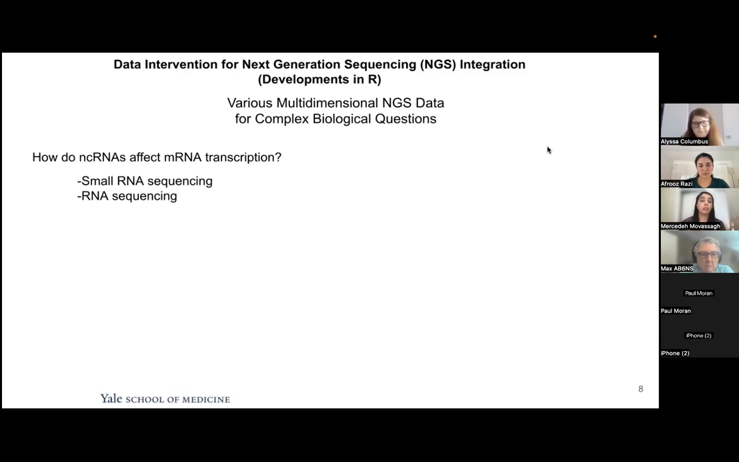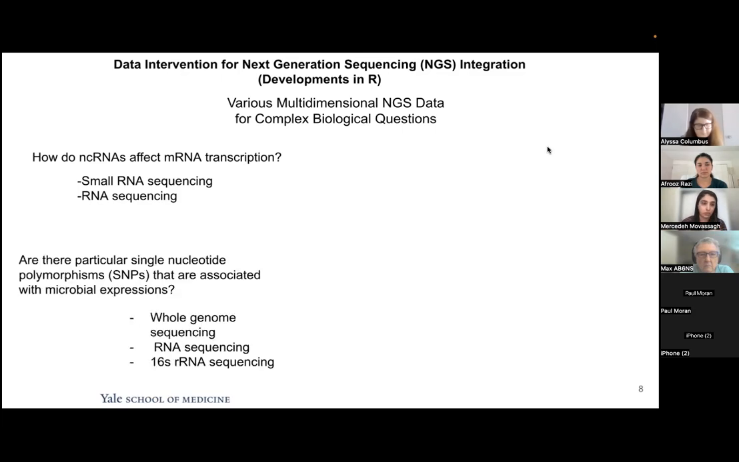I would just go back to that. Not only that, but the way you ask that question is very important. What do you mean by how do non-coding RNAs affect mRNAs? What type of non-coding RNAs? Do you mean one non-coding RNA affecting one mRNA, or do you mean a bunch of microRNAs working together to affect that? So the biological questions are very important because there are different types of statistics that you have to use to answer that question.